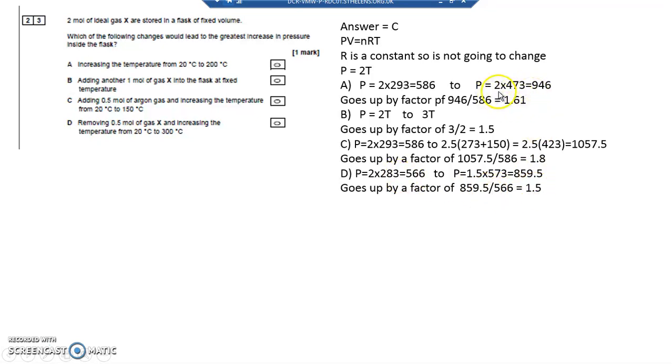So which one has gone up the greatest number of times? 1.61, 1.5, 1.8 and 1.5. The answer is C, because it's gone up 1.8 times from its original amount. A tricky question.